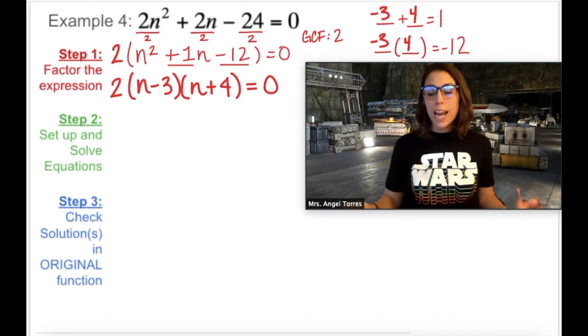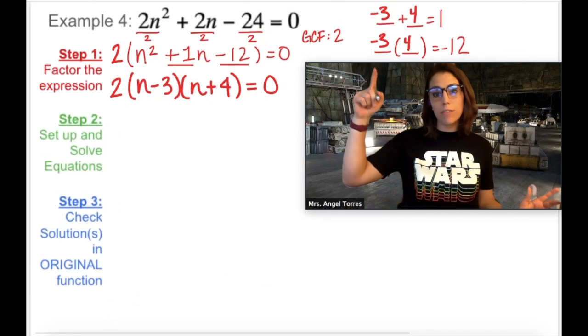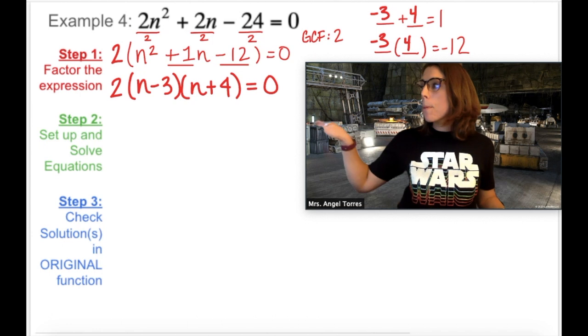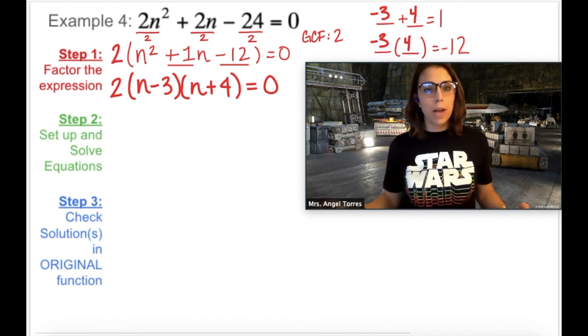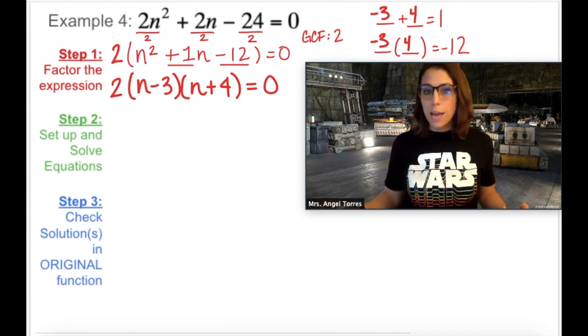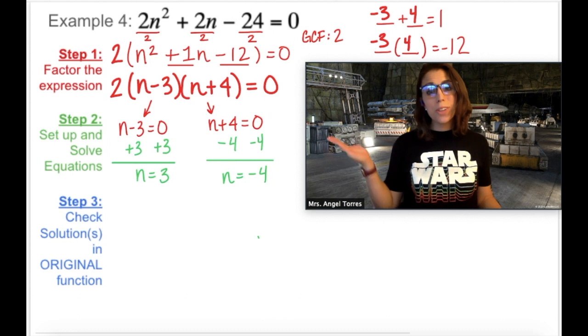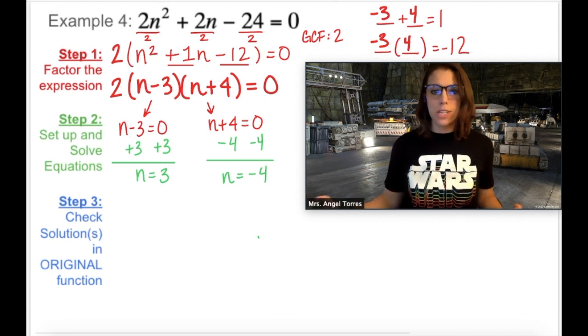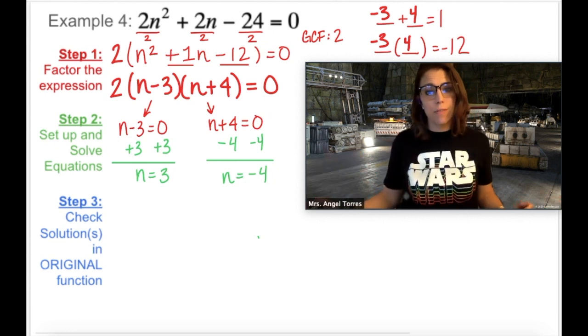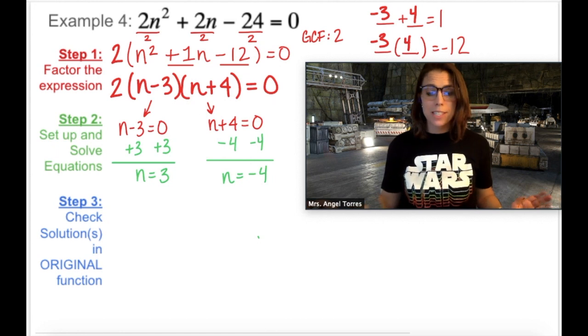Okay, so the two numbers that add up to 1 and have a product of negative 12 are negative 3 and positive 4, putting it into intercept form to my right. 2 times (n minus 3) times (n plus 4) equals 0. Go ahead and find the zeros now. Great. So whether you use mental math or set up and solve the equations, I ended up with 3 and negative 4. But there's only one way to find out if I did it right.